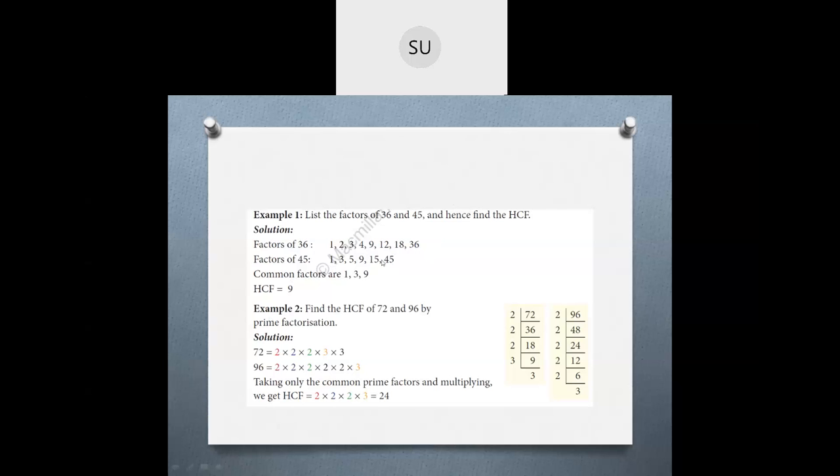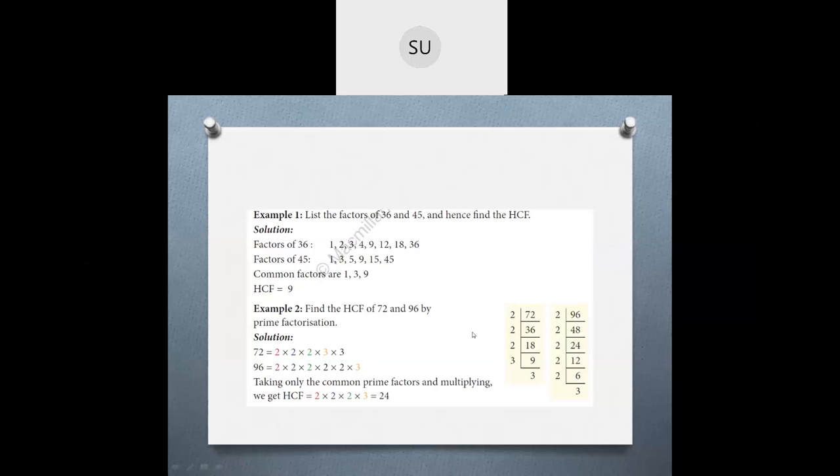So what are the factors which are common here? The common factors are 1, 3 and 9. Which is the highest common factor here? It is 9. So 9 is the HCF of 36 and 45. Next, find the HCF of 72 and 96 by the prime factorization method.